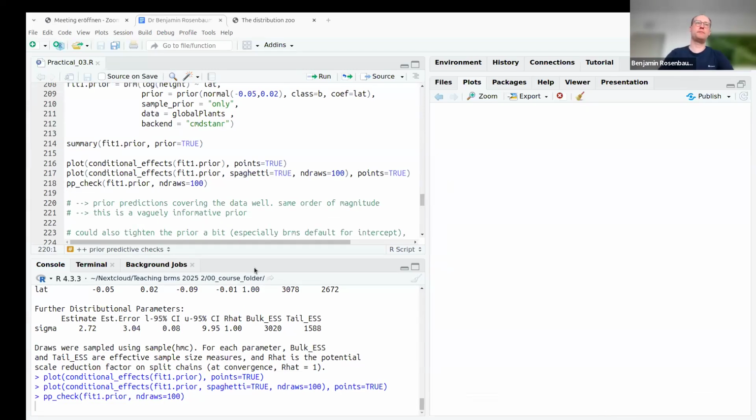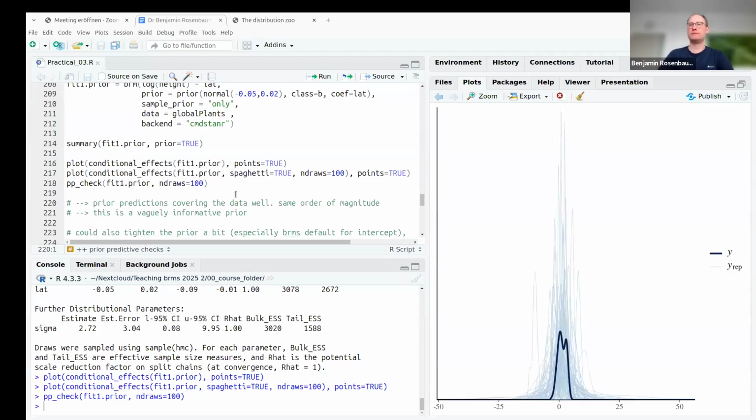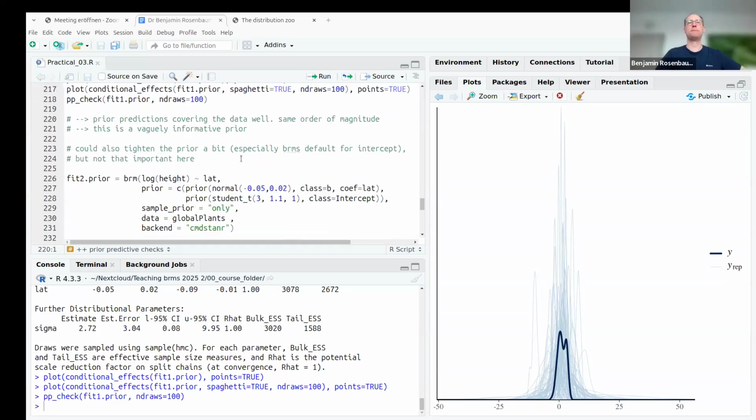You can also do the prior predictive check here, right? And there you see, okay, well, this is the same histogram as before, just zoomed out. And then you see the data sets predicted from the prior, and this, I would say it's okay. You can decrease the variation a bit to tighten the sampling space. But I wouldn't say it's super critical here.